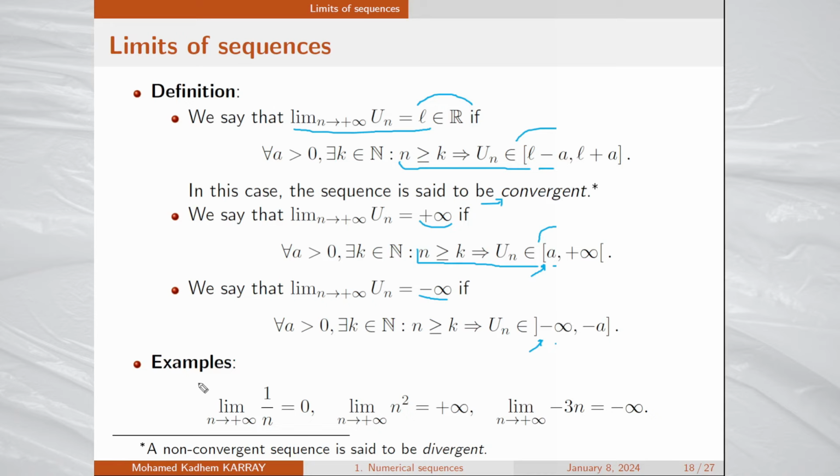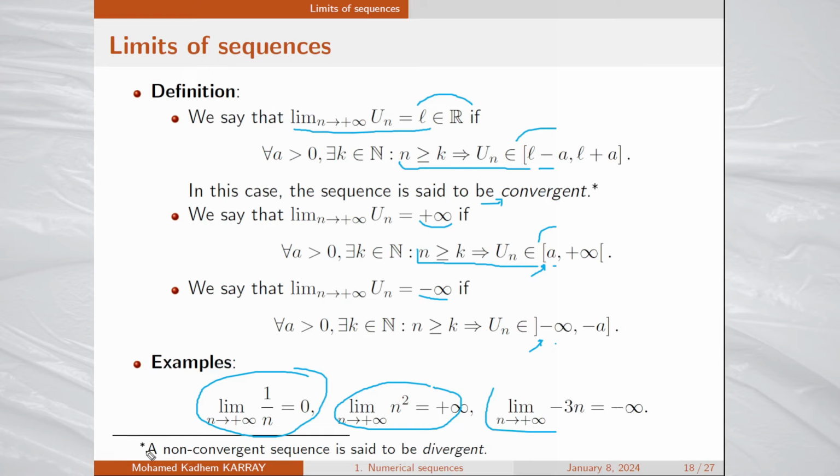We give now some examples. The limit of 1 over n when n goes to infinity equals 0. So this is the first example. You have to remember this result. The limit of n squared when n goes to infinity is plus infinity. And finally, the limit of minus 3n when n goes to infinity equals minus infinity.